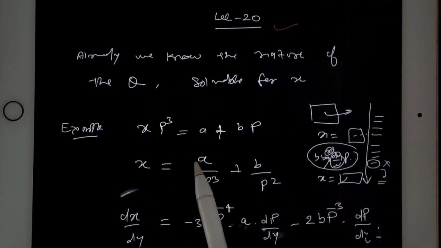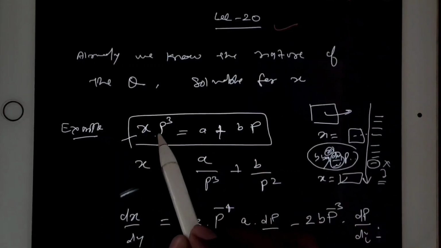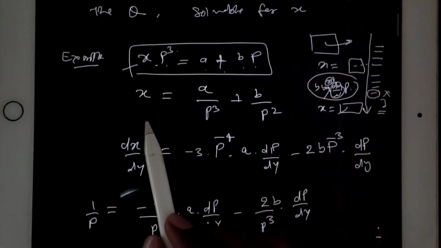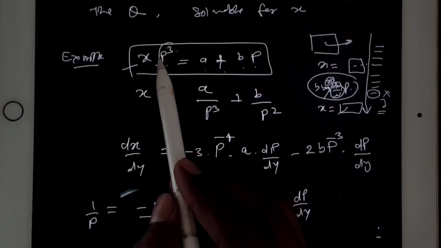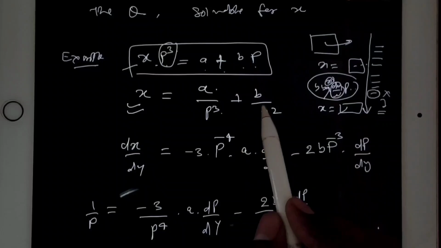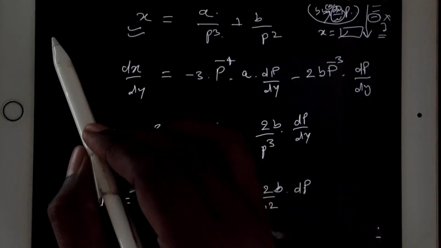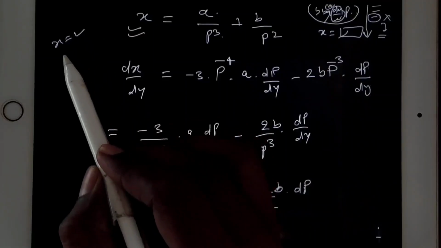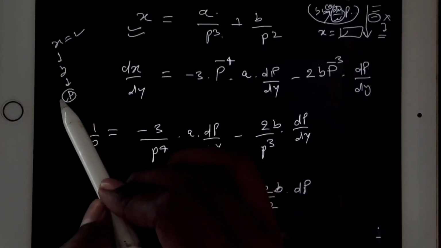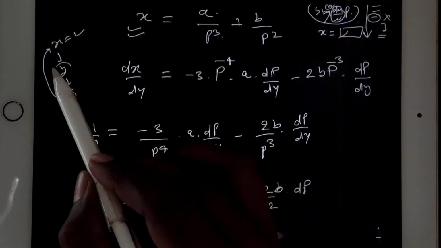So when the question is solved for x, suppose I am taking a simple question where x is equal to a by p cube plus b by p square. In this question, first you send everything to the right side. So you got x is equal to a by p cube plus b by p square. Now simple thing, you make the equation. After that you differentiate for y. After that find out the p value and substitute in the main question. That's all, solution done.